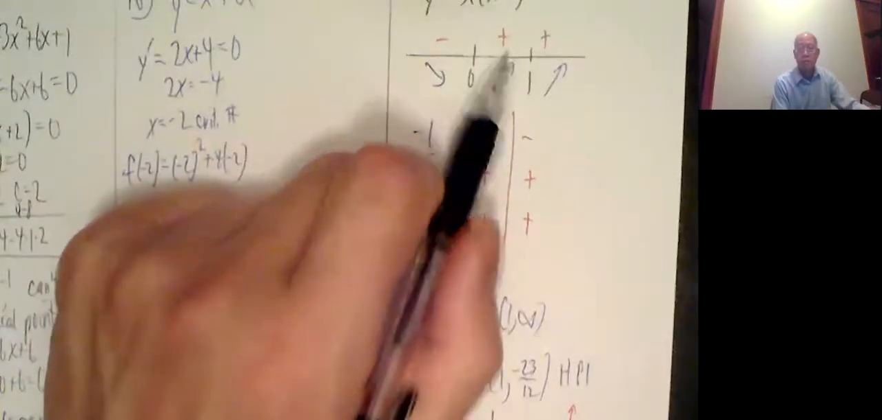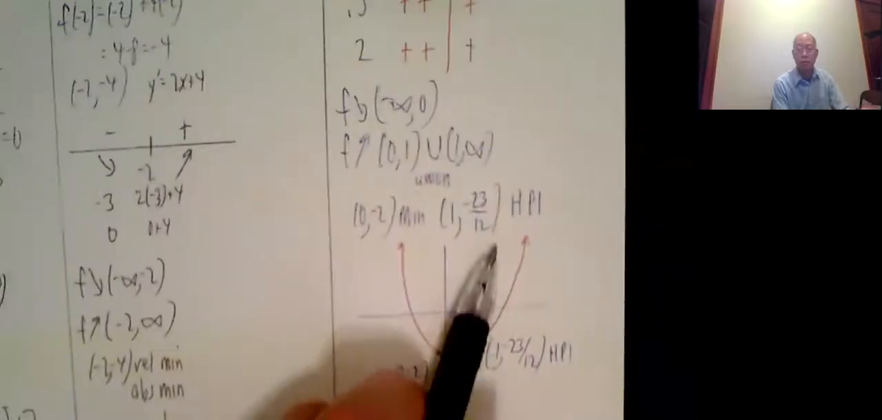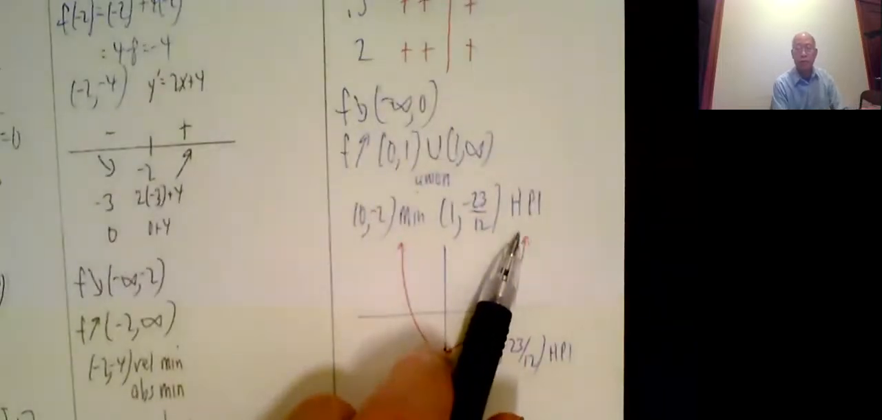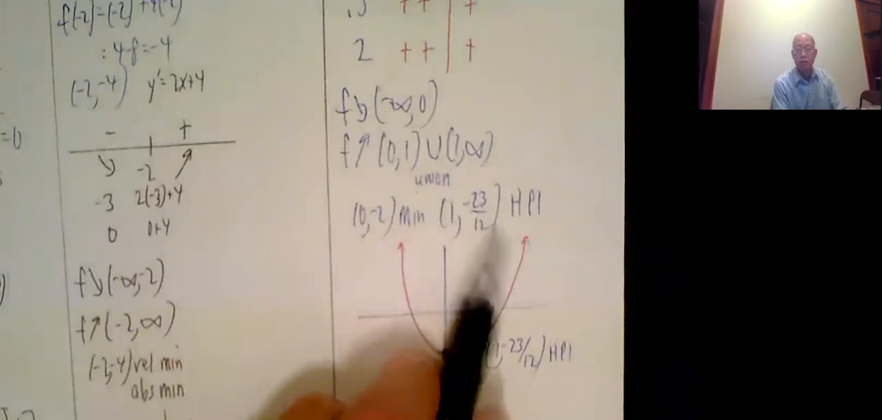How about here? It goes up, and it still goes up. That's neither a maximum nor a minimum. That's a horizontal point of inflection, HPI, you have there. So (1, -23/12) is a horizontal point of inflection.